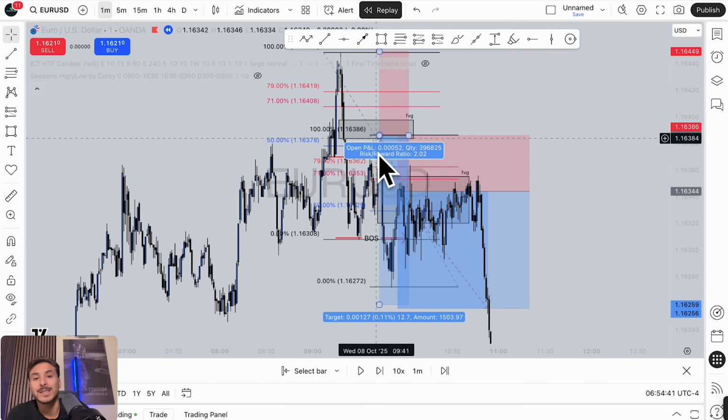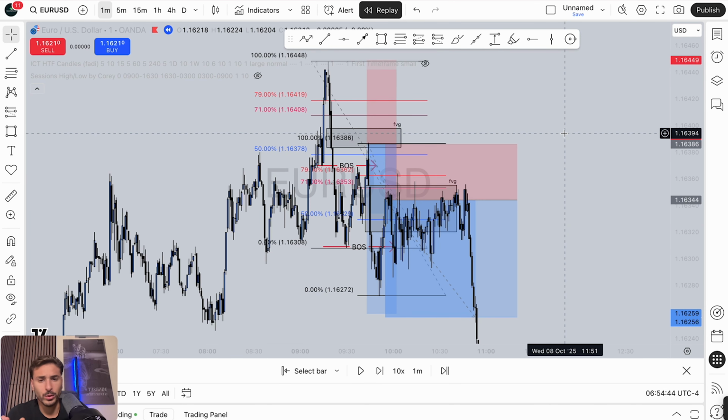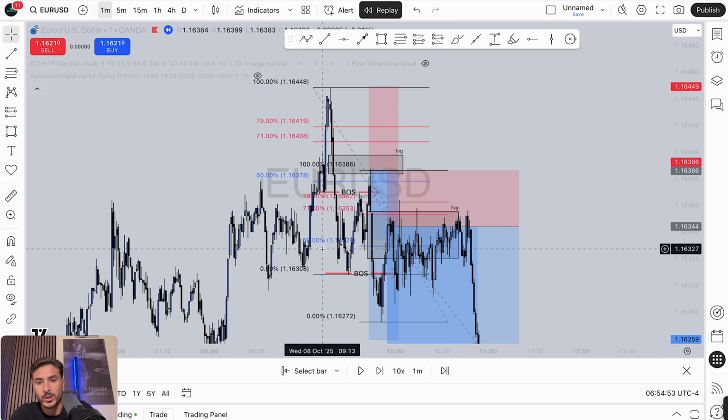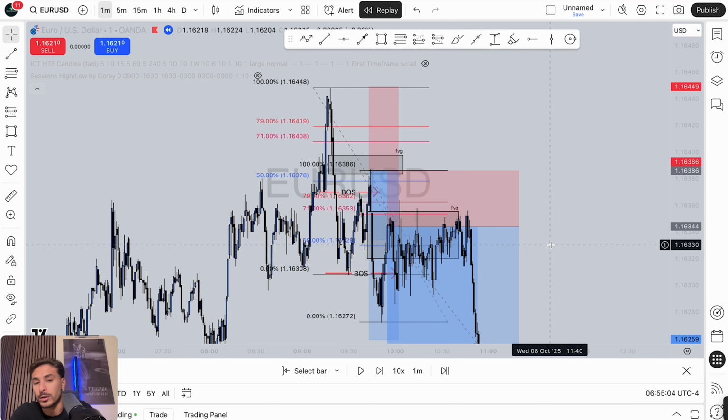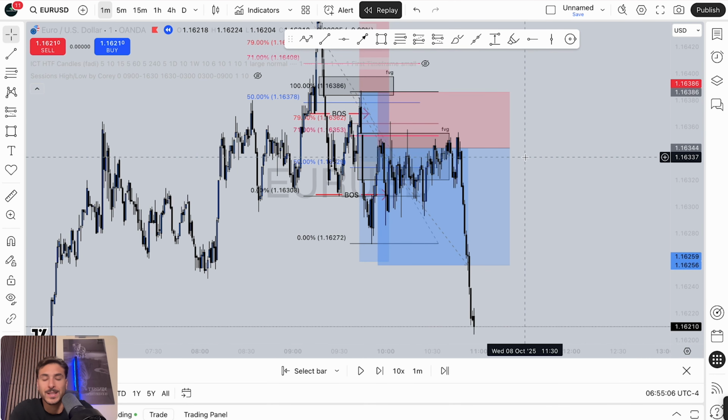I know it's pretty messy here, but if you need help with me actually analyzing it more and breaking it down for you even further, then I can do that. But that's kind of like the general idea: we get a break of structure, we get a fair value gap behind, we're in a 50% retracement level on the fib tool. Now all we have to do is wait for price to come up, tap into the fair value gap, we enter, and we take it lower. So it's as simple as that.